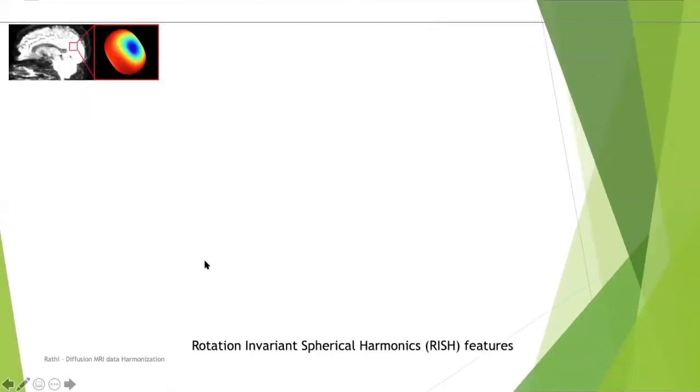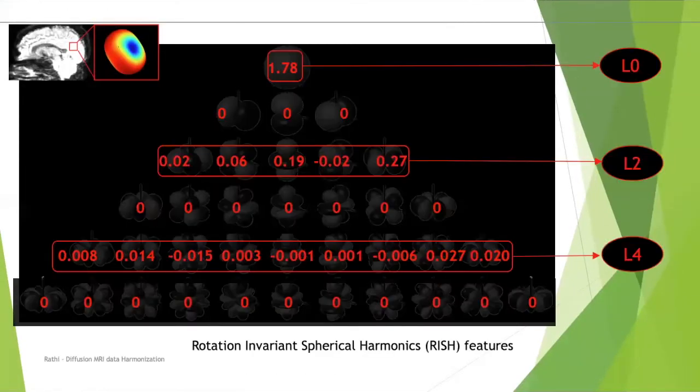And essentially, then you calculate the Rish features, which are the rotation invariant features. You take the first coefficient and the norm of that forms the 0th order Rish feature. Then you take all the second order coefficients and take the norm, and that forms the second order Rish feature, and so on. The odd harmonics are typically 0 because our signal is symmetric. And so you compute these features at each voxel and you get some feature maps.